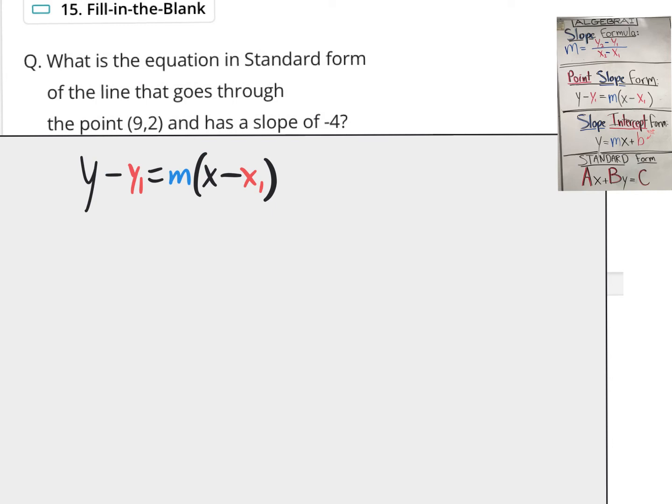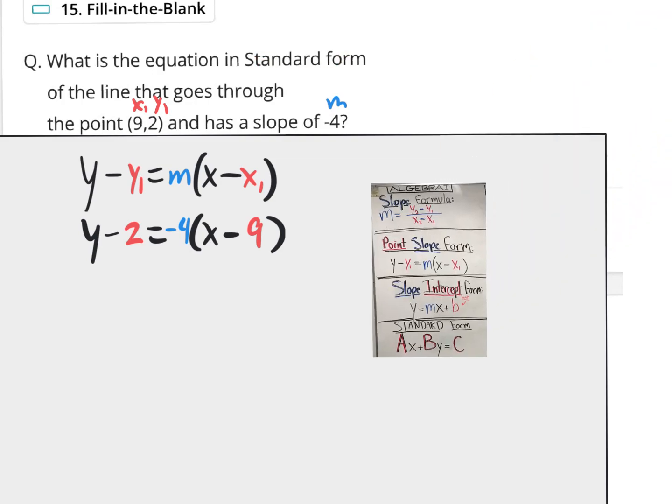And how do we use this form? We rewrite it with blank spots, and then we plug in the values that they give us. They give us that the slope is negative 4, so put a negative 4 right here where the m is at. And we do have an x1, y1 based on that point that they gave us of 9 and 2. So the x value is 9, put the 9 where the x1 is at, put the y value of 2 right here next to the y on the left side of the equal sign. So this is our point-slope form equation, but obviously they want it in standard form.